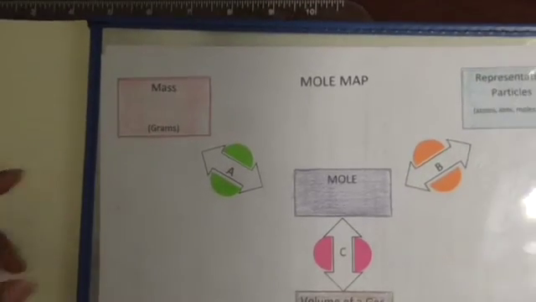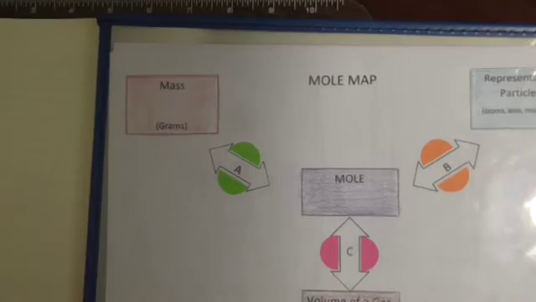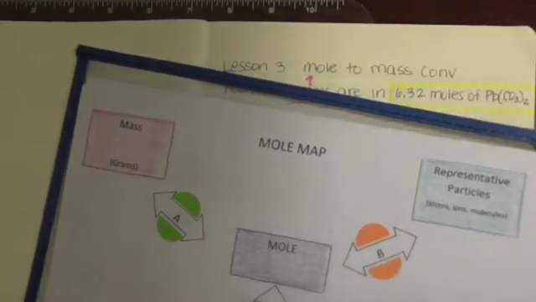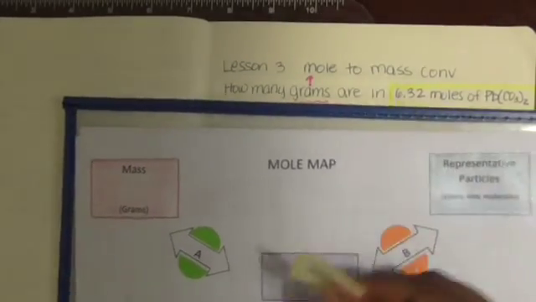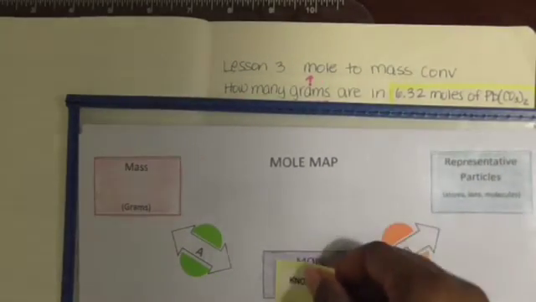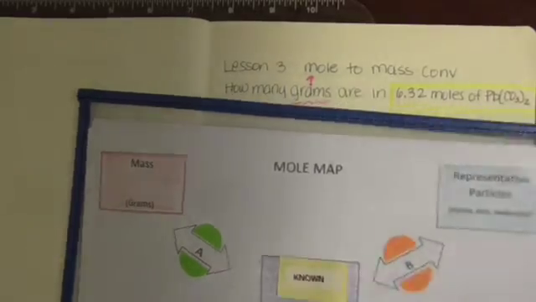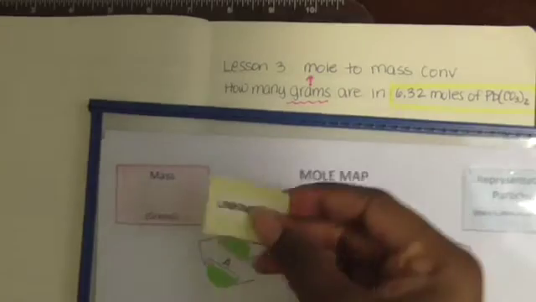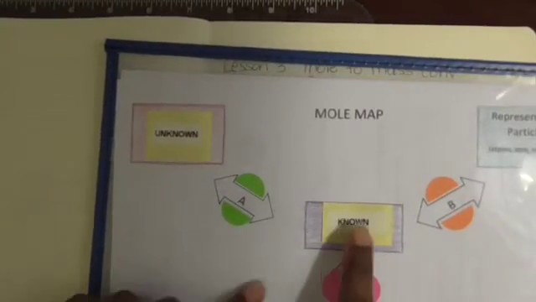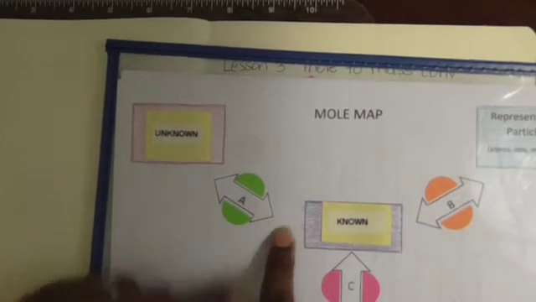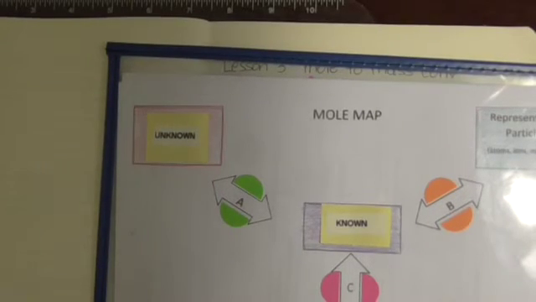So first thing you're going to do is look at your mole map and see where you're looking at. Your known value that you started with was moles. So you're starting here with moles. And your unknown is going to be your grams, which is mass. So you know that you have to take this route A in order to get there, okay?